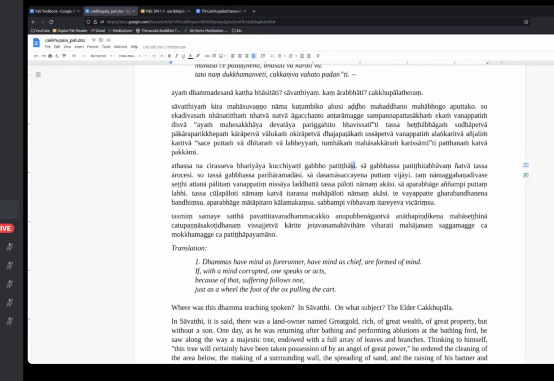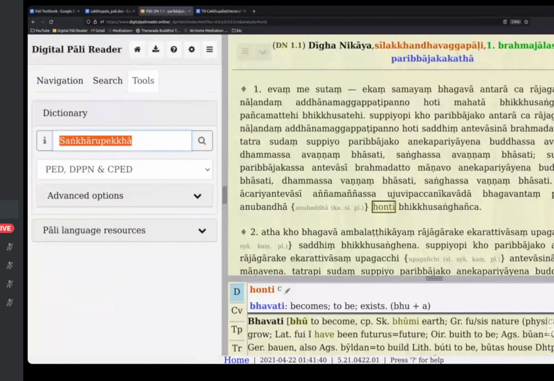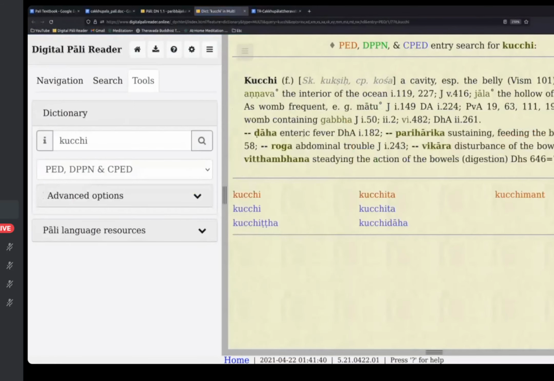Planted, and then kuchiyang. Sorry, this is not 2-1, this is 7-1, right? Iyang. My mistake, of course. It would be kuching otherwise. Kuchiyang, 7-1. But isn't that a masculine that ends in e? Which one? Kuchi? Kuchiyang. Well, let's look it up. It isn't, but we'll see. Kuchi, feminine. Okay. The belly, the womb.